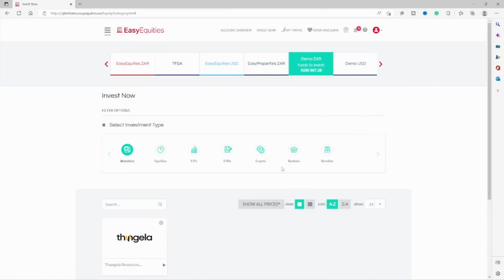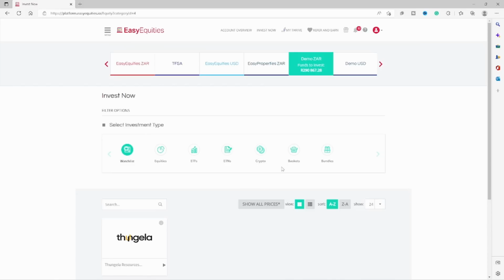So basically, those are my 5 steps, but don't go away, because I also want to show you where you can invest your money when it comes to ETFs. Welcome back. So guys, what we're going to do is go to your EasyEquities platform, which is EasyEquities.com.